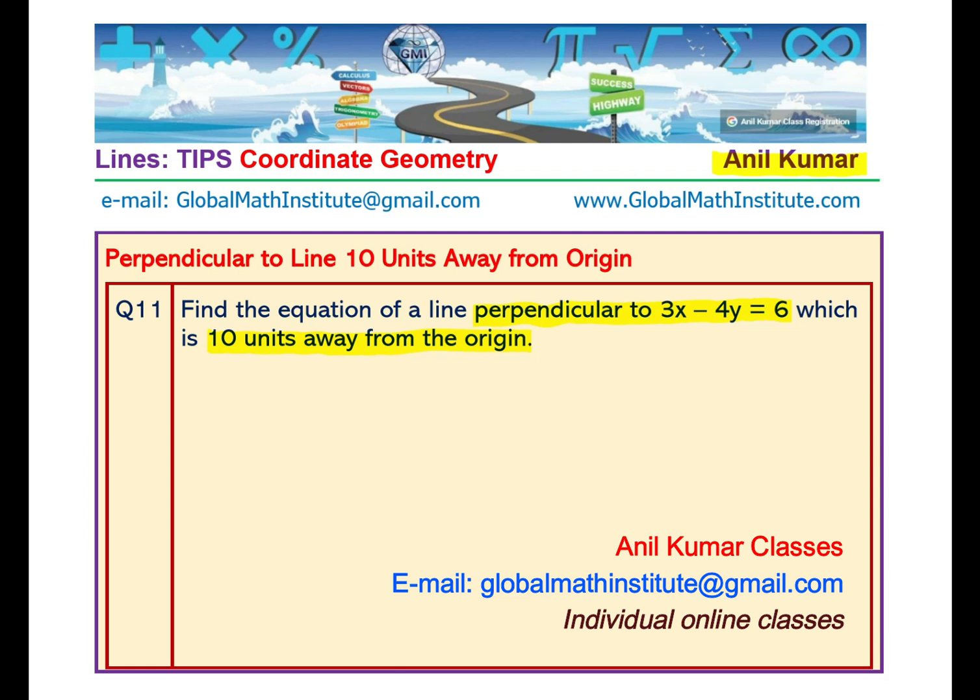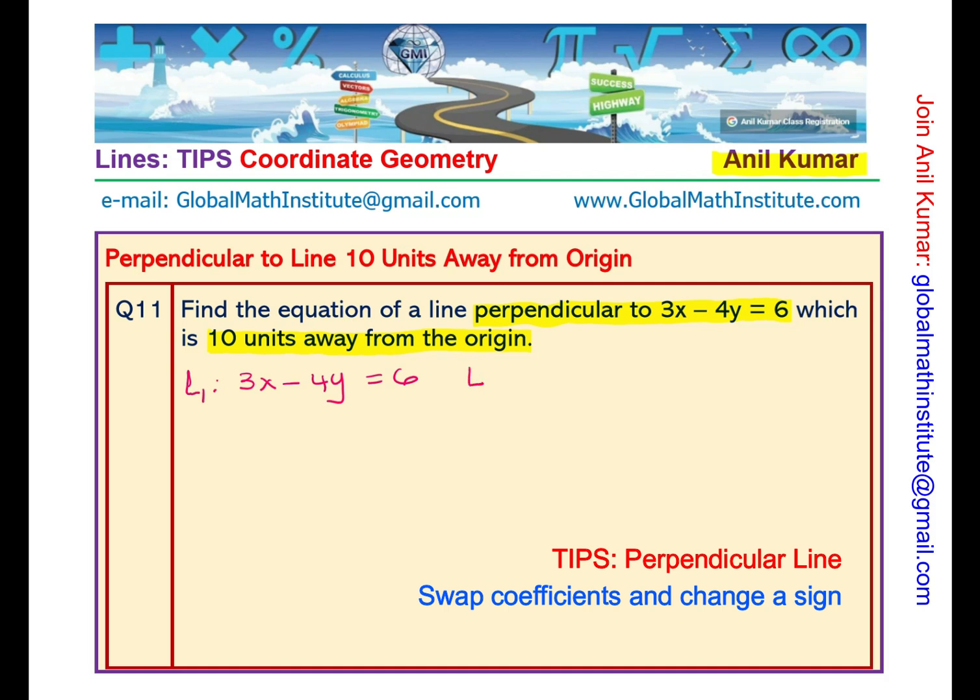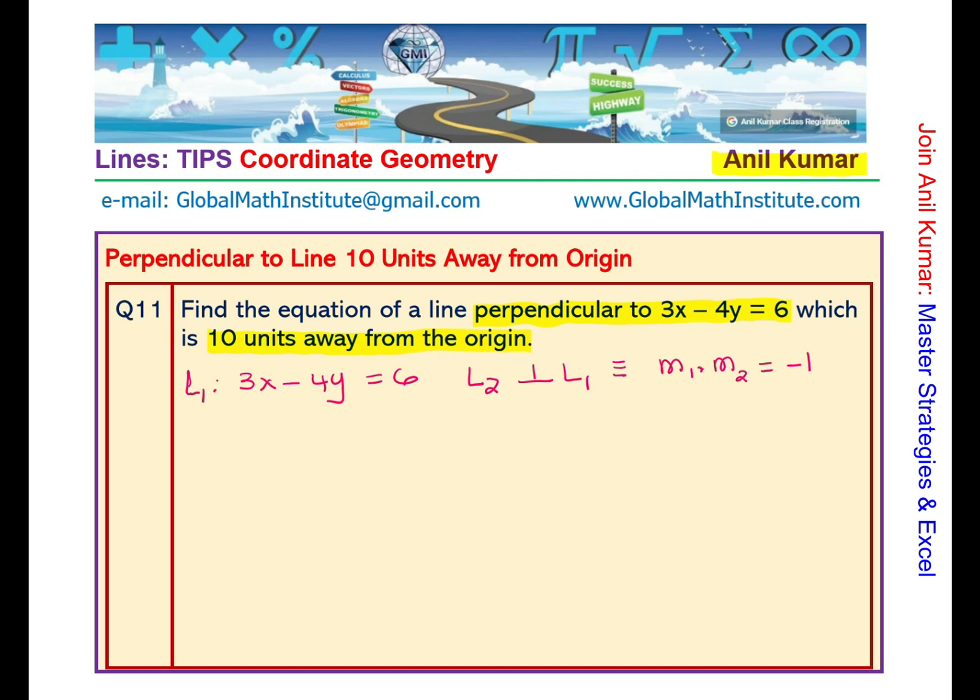Here are two things. One is we are given a line, let me call it line 1, as 3x minus 4y equals 6. Now we need to find another line, let's say line 2, which is perpendicular to line 1. So when a line is perpendicular to line 1, we know that their slopes, when you multiply, you get minus 1. And that really gives you the equation of line 2.